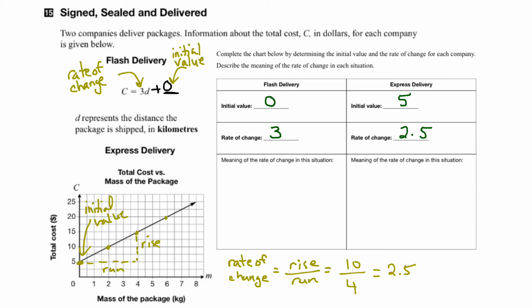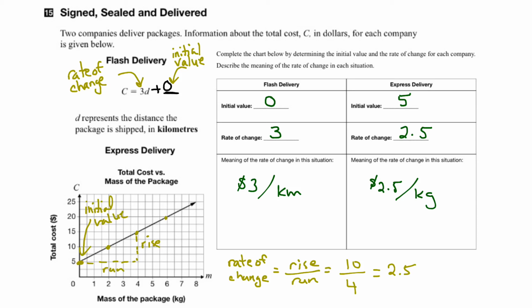Now what we have to do is interpret the meaning of the rate of change for the flash delivery service and for the express delivery service. So for flash delivery, this means that the rate of change is $3 per kilometer, because remember, we had the cost dependent on kilometers. And for the express delivery service, the rate of change here means $2.50 per kilogram, because in this case, remember, the cost is dependent on the mass of the package.